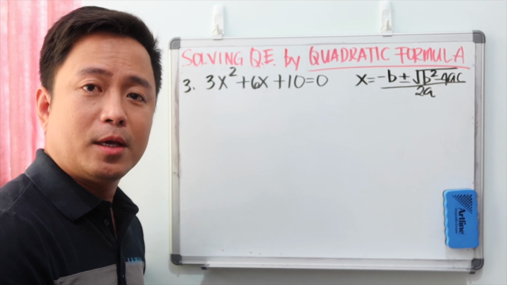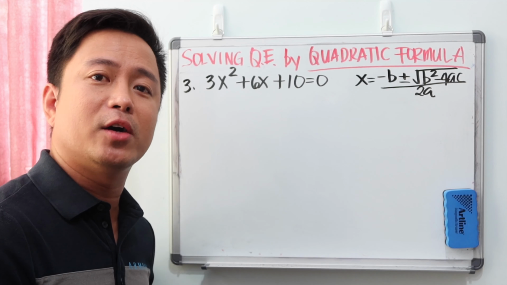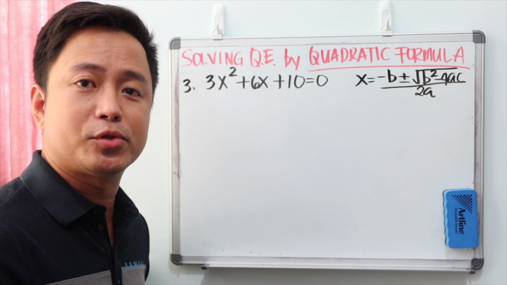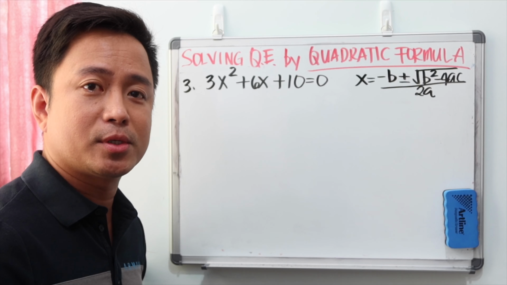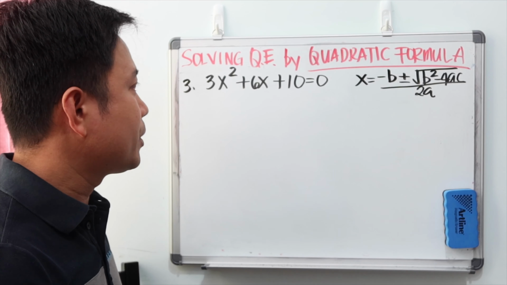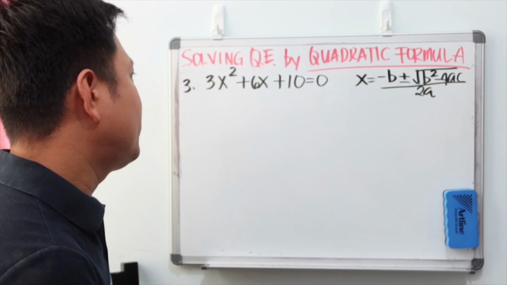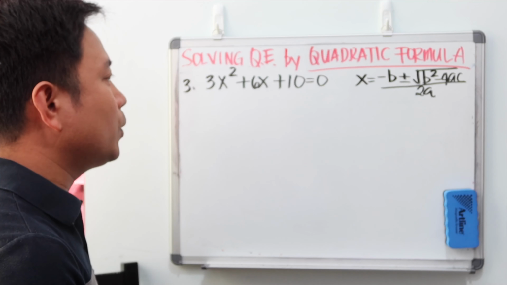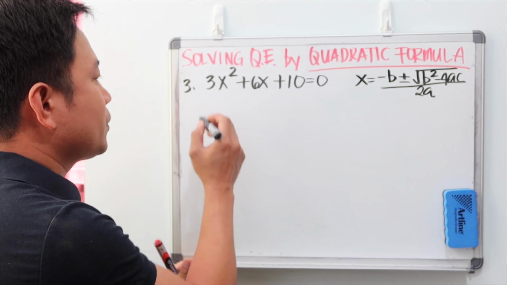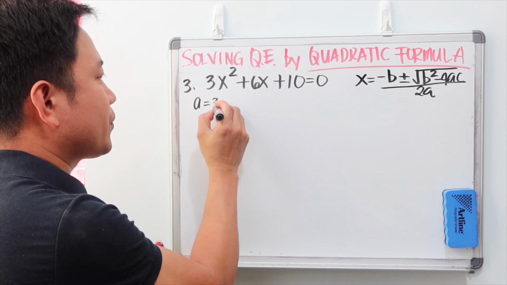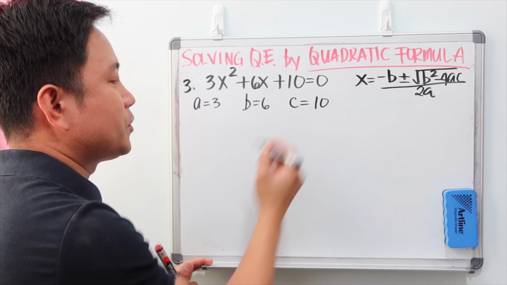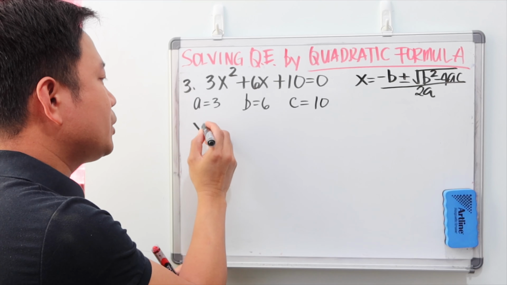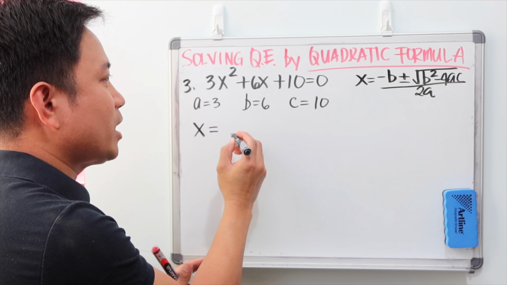In our first two examples, we have a quadratic equation with two roots, and we also have a quadratic equation with one root. Now let's take a look at example number 3. 3x squared plus 6x plus 10 is equal to 0. So here our a value is 3, b is 6, and c is 10. So now we're ready to plug them into the quadratic formula.